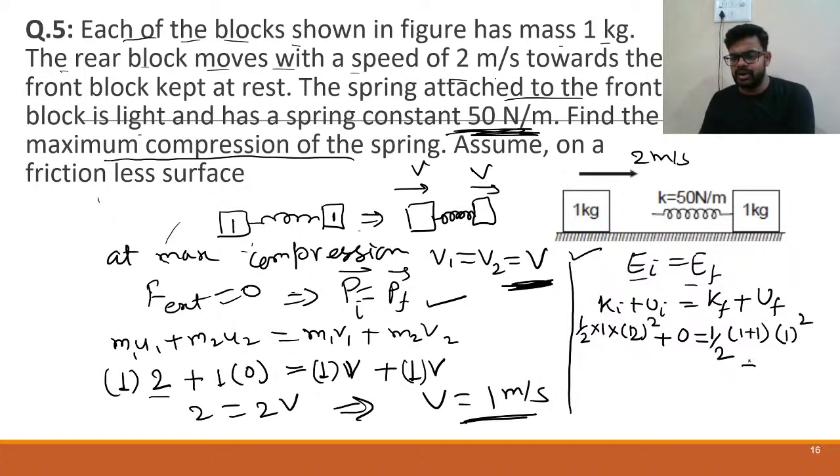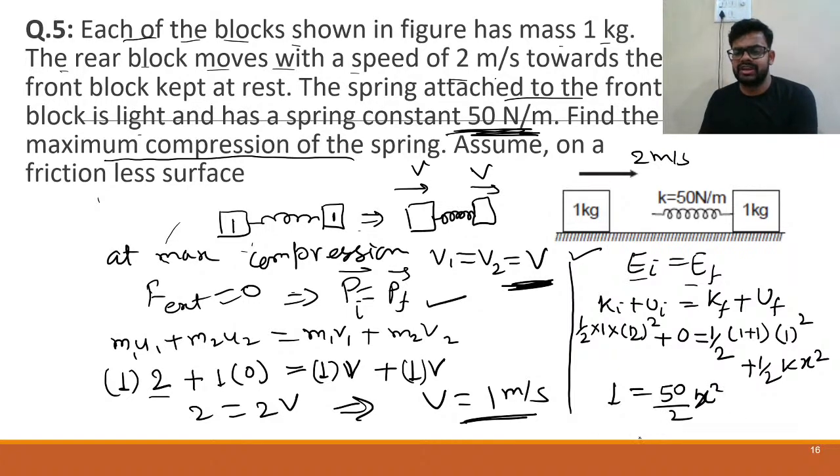And plus final potential energy, so that is half kx square. All of you know the potential energy of a spring with constant k and extension or compression x is half kx square. So directly we are getting 2, and this will be minus 1. Here we can write 2 by 2 is 1, and here 2. So finally we are getting 1, and this is 50 by 2 into x square.